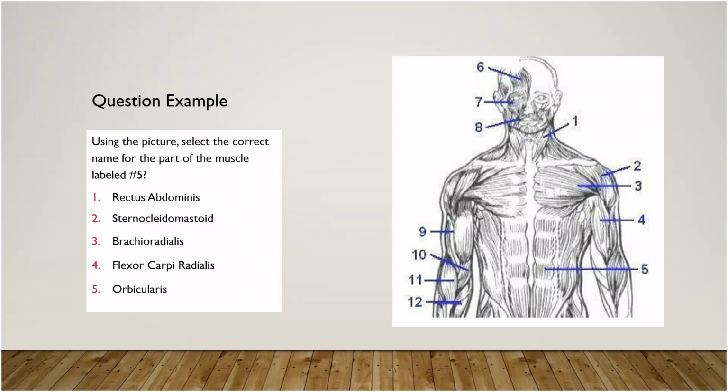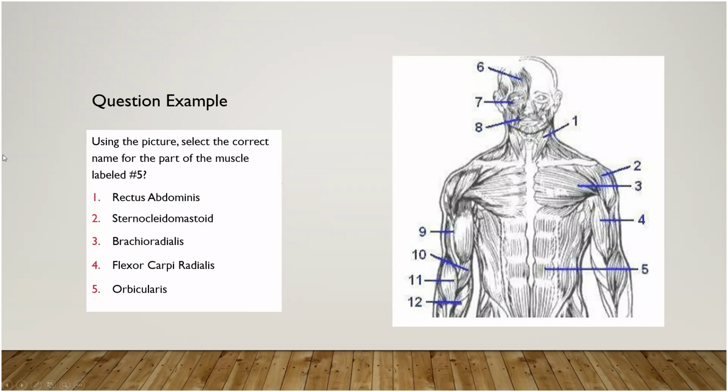Brachioradialis is pertaining to our arm, our bicep, as well as the radius. So it's the muscle that goes from our bicep to our radius. That's where it's going to insert, into the radius. Our flexor carpi radialis, the carpi is our carpals, and radial is in our radial area, which is our lower forearm. And orbicularis is going to have to do with the orbital.